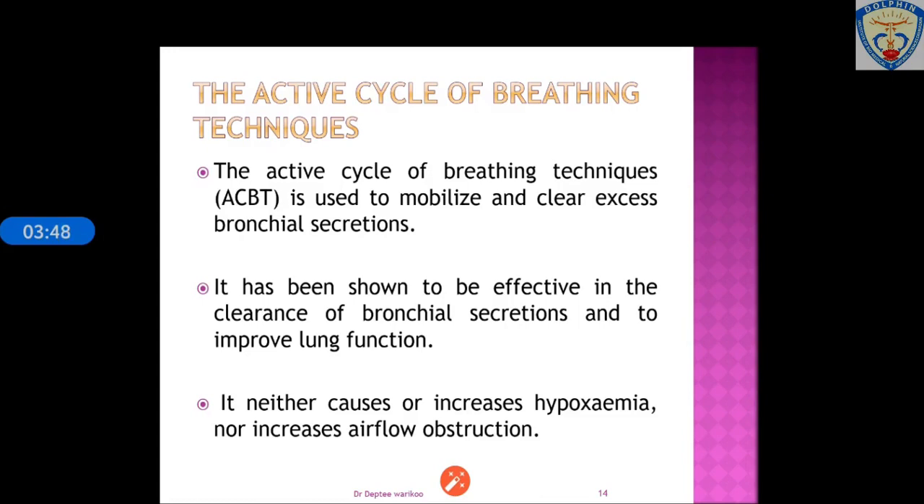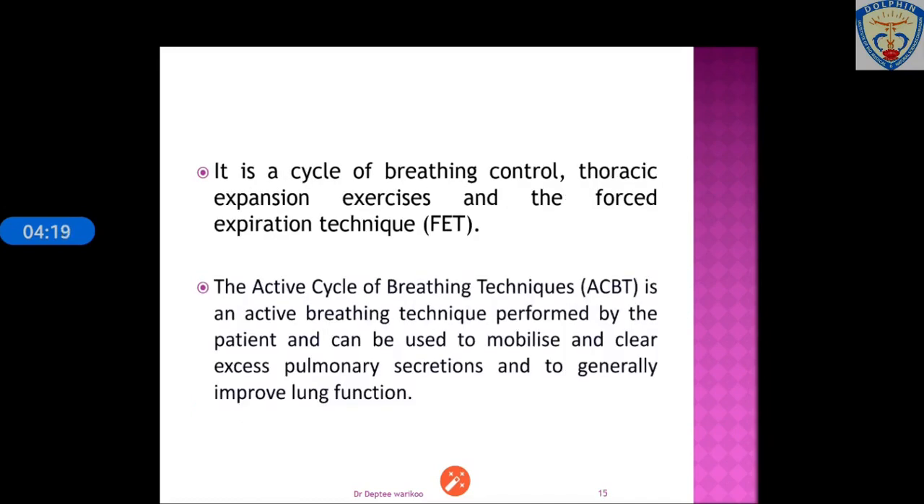The active cycle of breathing technique is used to mobilize and clear excessive bronchial secretions. This is an active breathing technique performed by the patient and can be used to mobilize and clear excessive pulmonary secretions and to generally improve lung function. It has been shown to be effective for increasing lung function, and it neither causes any increase in hypoxemia nor increases airflow obstruction. It is a cycle of breathing control, thoracic expansion exercises, and forced expiration techniques combined together.